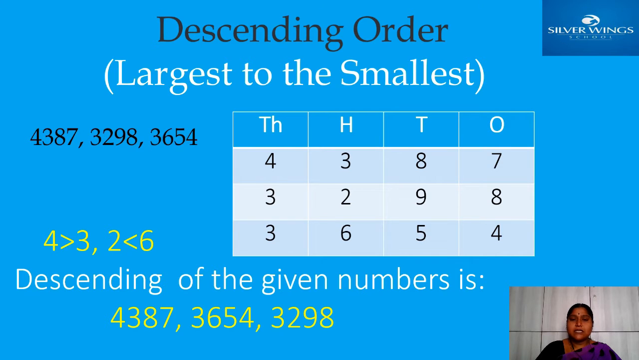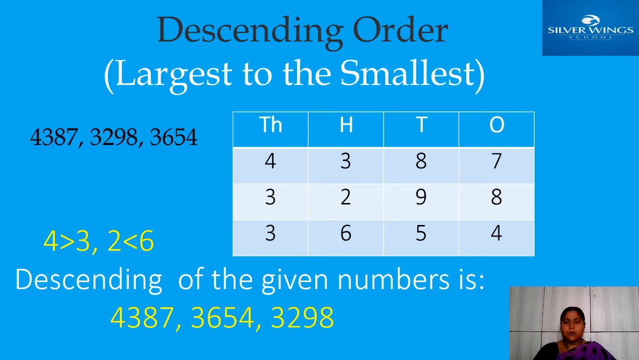In 4,387, there are 4 thousands, 3 hundreds, 8 tens, 7 ones. In 3,298 there are 3 thousands, 2 hundreds, 9 tens and 8 ones. Next, in 3,654 there are 3 thousands, 6 hundreds, 5 tens and 4 ones.